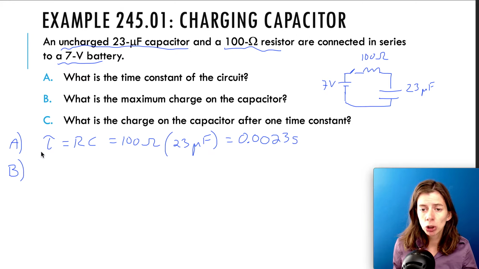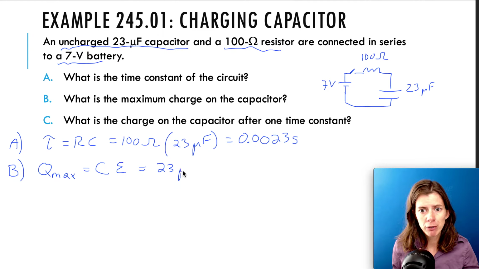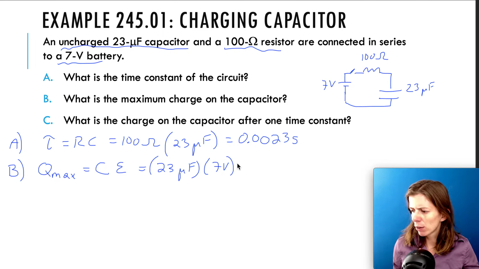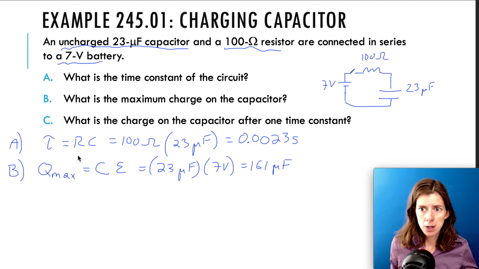What is the maximum charge on the capacitor? This is another plug and chug into our equation for maximum charge, which is the capacitance times the EMF. So we multiply the 23 microfarads times the 7 volts, and that gives us 161 microcoulombs. What this means is once the switch has been closed and the capacitor has had plenty of time to charge, that will be the maximum charge that can accumulate on that capacitor.